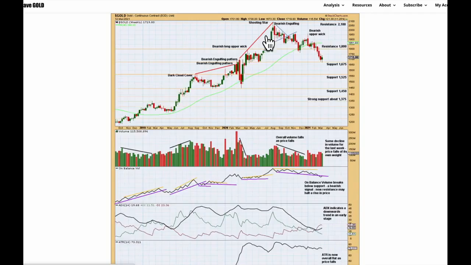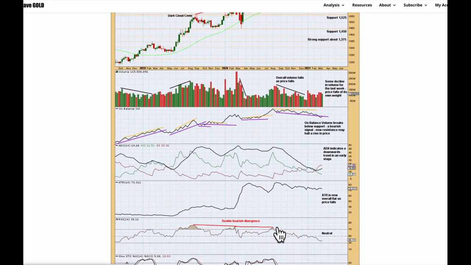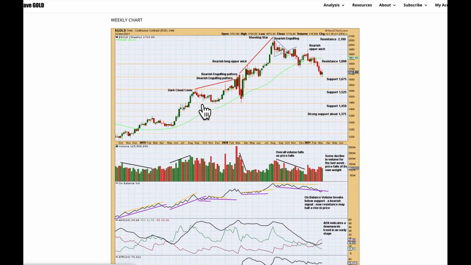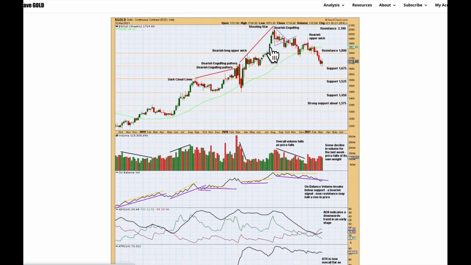Chart level. This is a weekly candlestick chart. At this high here, this upward trend reached very extreme. ADX was both above 45 and above both its directional lines. RSI reached overbought and there exhibited double bearish divergence.